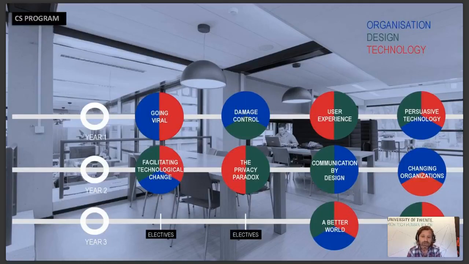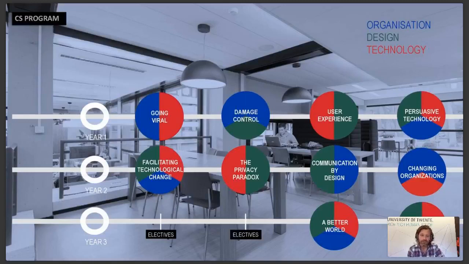What we also see on this particular slide is the colors, and those colors represent the relative shares of our 3 focus points: organization, design, and technology. That makes clear that, for example, our very first module that starts in September, going viral, is really focused on organization and technology. And to make it a little bit more clear, the idea is that you will do research into how to create an online campaign that goes viral at the end of this particular module. So that's a focus on organization and technology.